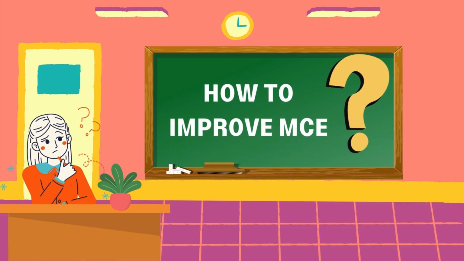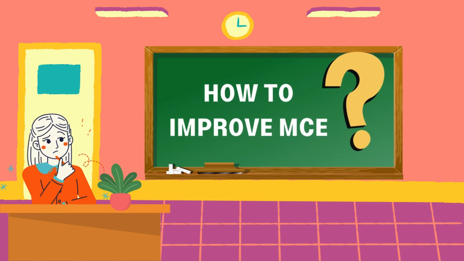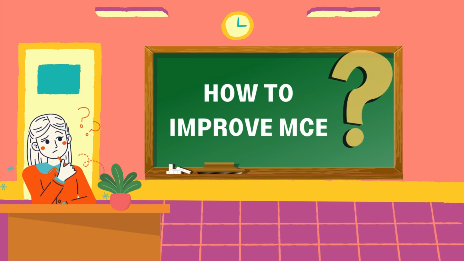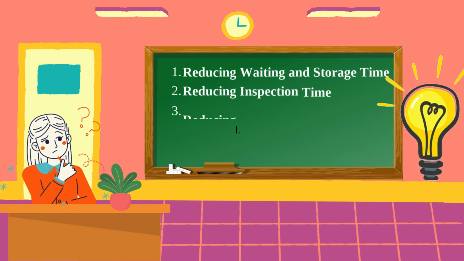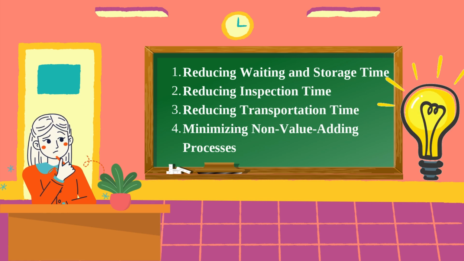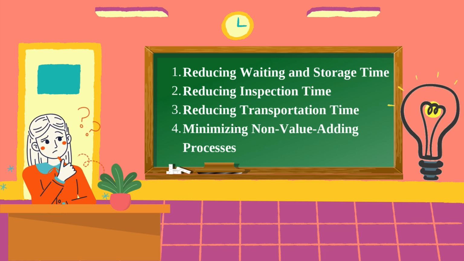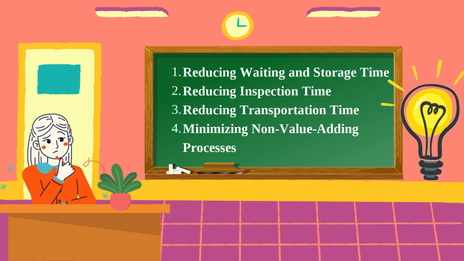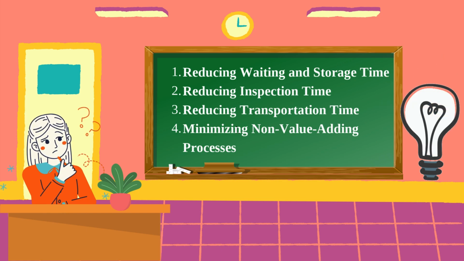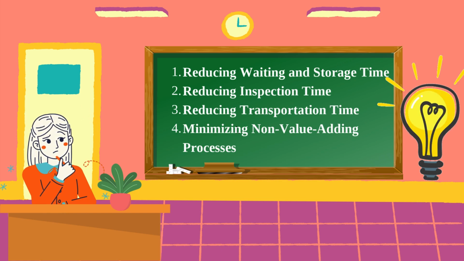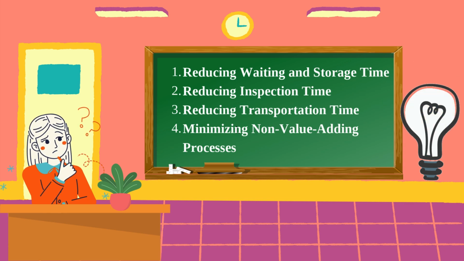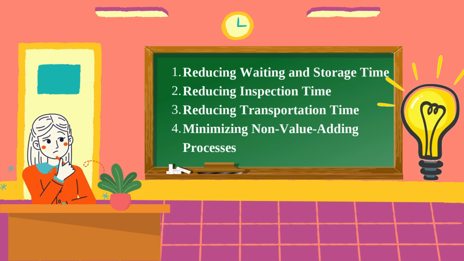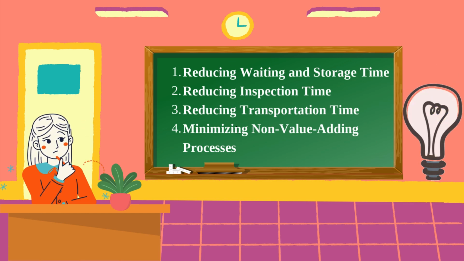How to improve MCE? If the MCE is still low, companies can take several steps to improve it, such as 1. Reducing waiting and storage time, for example, by improving the production schedule and organizing workflows. 2. Reducing inspection time, this can be done by improving raw material quality or production processes. 3. Reducing transportation time, optimizing factory layout can make transportation more efficient. And 4. Minimizing non-value-adding processes, reassessing unnecessary processes to reduce waste.